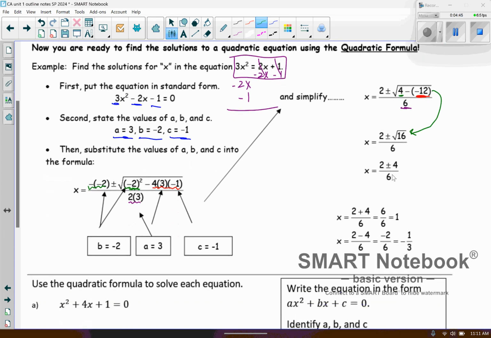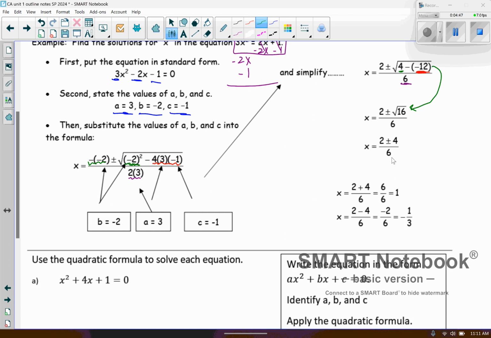And then once we get down to this spot, now we need to look at this as a plus and as a minus. So as a plus, we end up with 6 divided by 6, which is 1. And as a minus, we end up with negative 2 over 6, which then simplifies into negative 1/3.